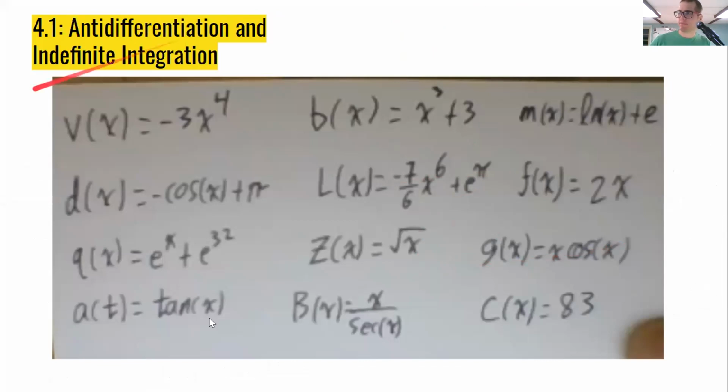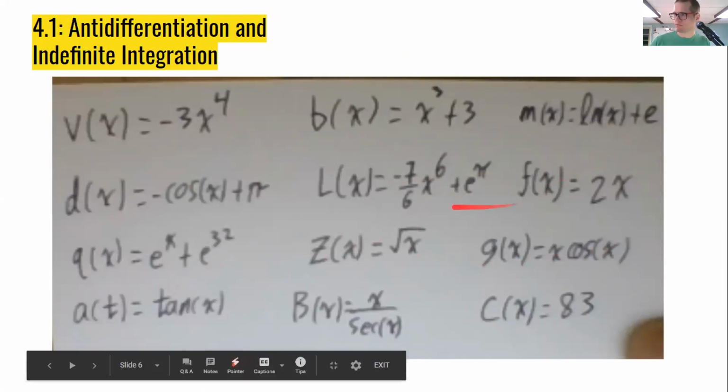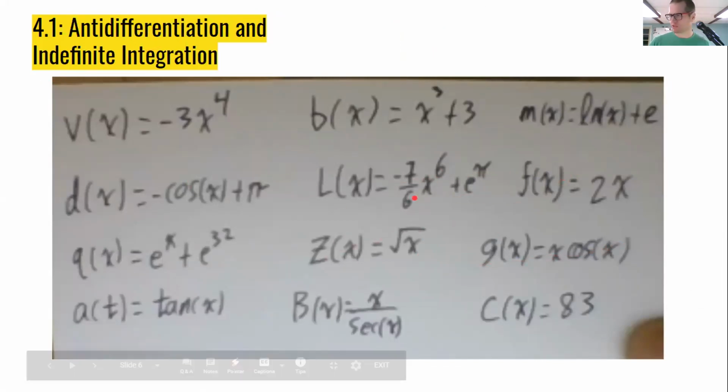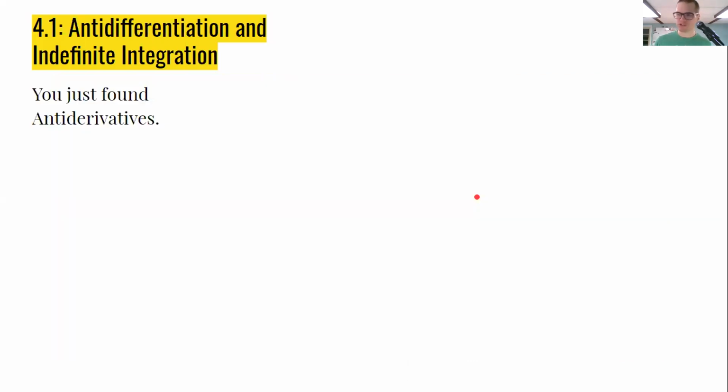Here are some of the ones I came up with, by the way, for those same problems. There were a couple I cut out because it was just going to be a little bit easier. By the way, you just found antiderivatives.